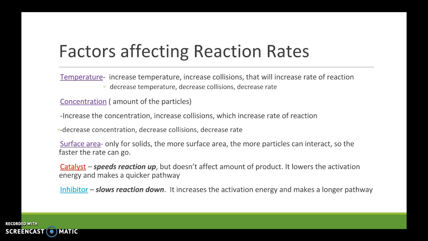A catalyst lowers the activation energy, so you don't need as much energy to make the reaction happen. This makes the reaction quicker. It makes an alternative pathway, a quicker pathway. An inhibitor is the opposite. It slows the reaction down. This increases the activation energy, so it requires more energy to occur, and makes a longer pathway. So a catalyst speeds the reaction up, and an inhibitor slows the reaction down. Those are the big factors that affect reaction rates. Let's make sure we get those down. Let's answer these questions, and we'll be done for today.